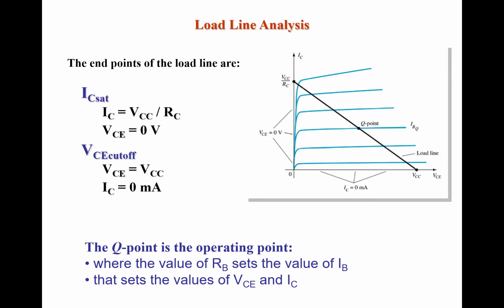Once we know these two points, VCC by RC and VCE equal to VCC, draw a line passing through these two points. This is nothing but the DC load line. After determining the DC load line, the output characteristic of the CE configuration is embedded onto the DC load line. Then we determine the Q point on the DC load line.